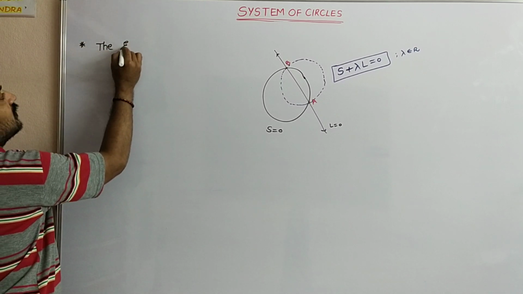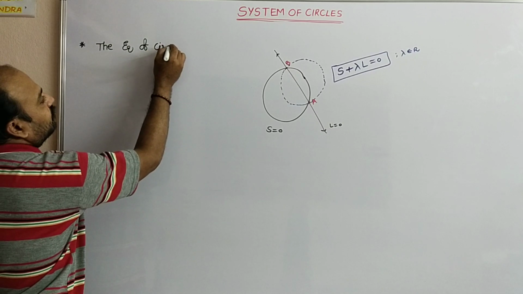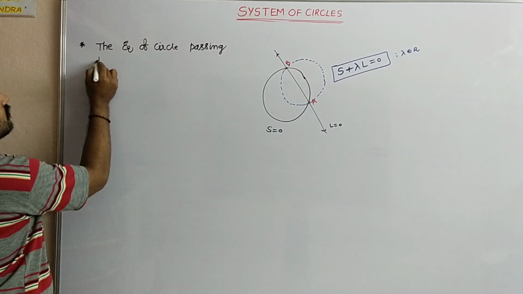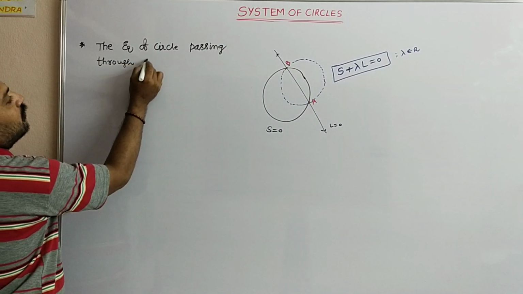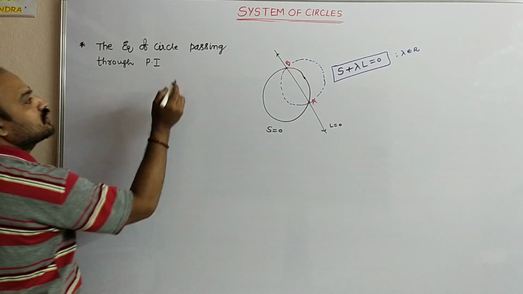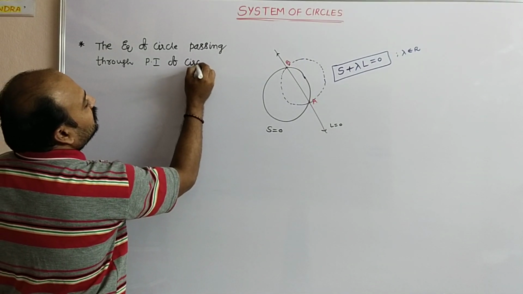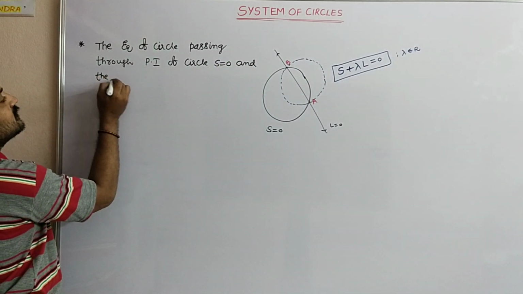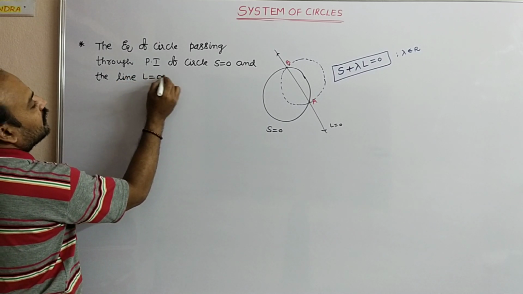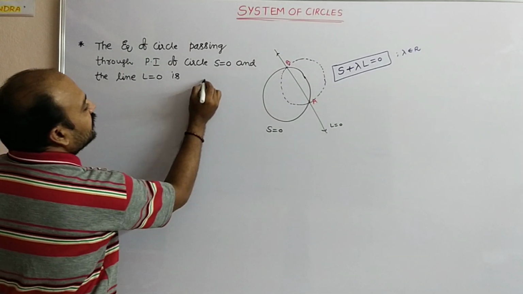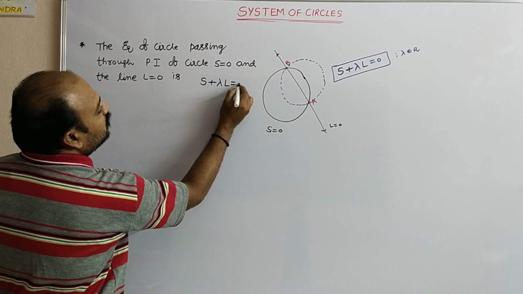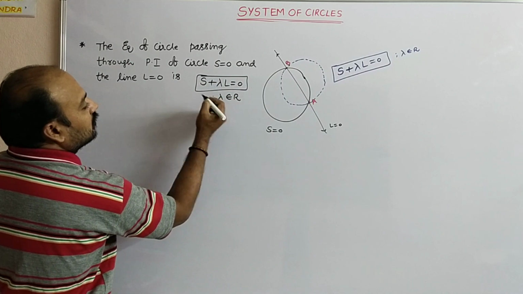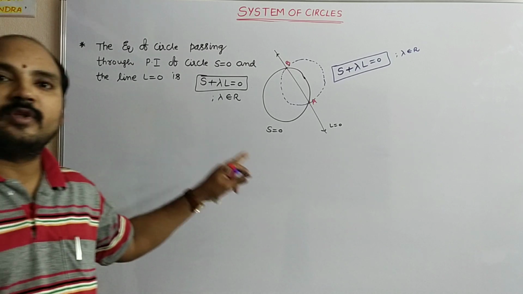the equation of circle passing through the point of intersection, PI means point of intersection, of circle S is equal to 0 and the line L is equal to 0 is S plus lambda L equal to 0, where lambda belongs to R. This is one of the important models.